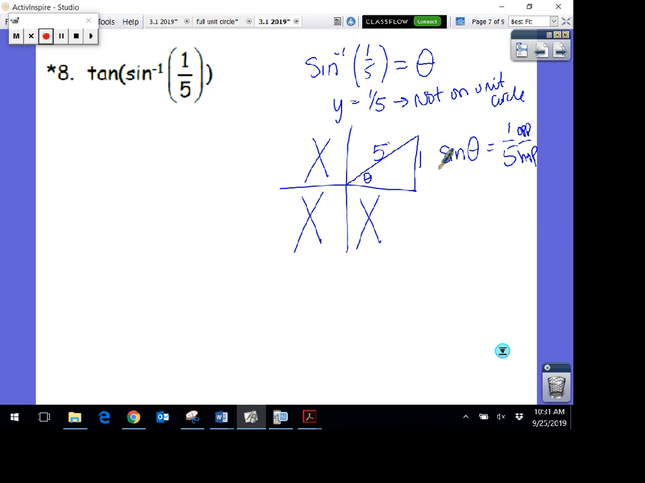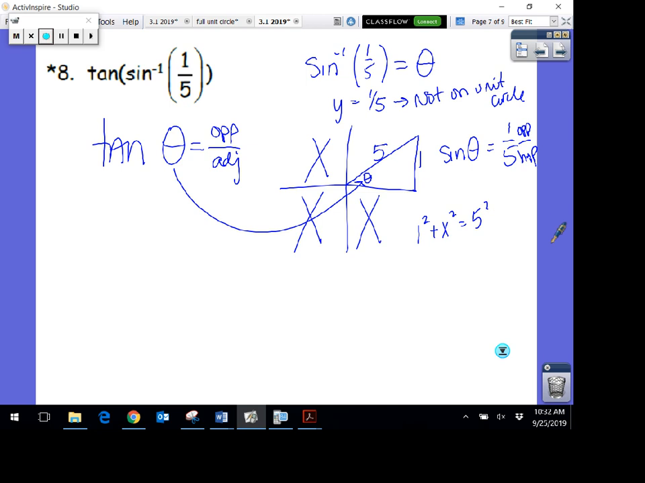So really what we did is we found our angle. We want the tangent of some angle. We just don't know what it is. We know it's that right there. And the tangent of an angle is opposite over adjacent when we're not on our unit circle. So the tangent of that angle that we created is opposite over adjacent. So now we just have to find adjacent. Pythagorean theorem, right triangle. 1 squared plus something squared equals 5 squared.